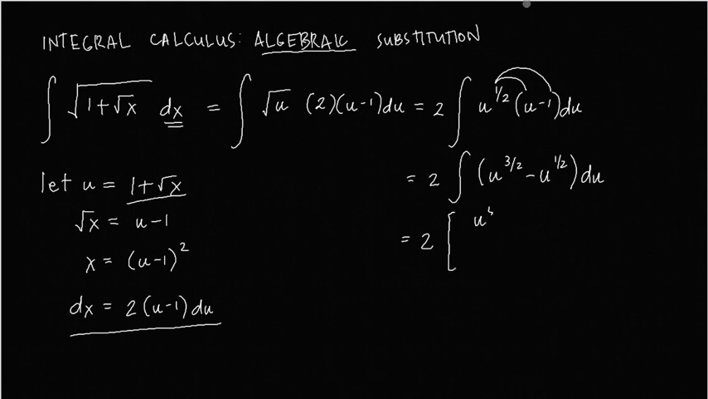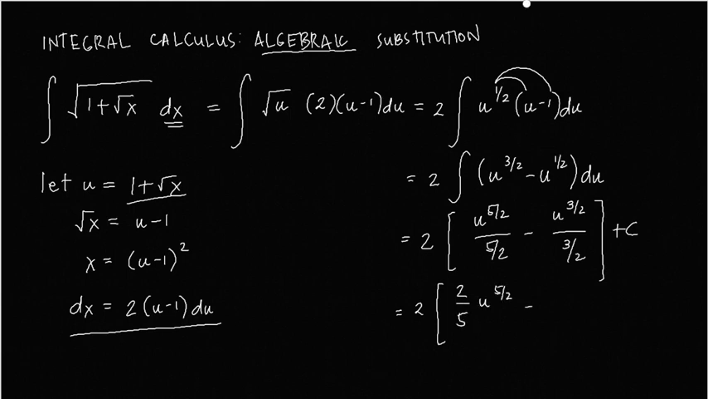So, this is u raised to 5 halves over 5 halves. Okay? Minus u raised to 3 halves over 3 halves. Okay, plus c. Okay, simplify further. You have 2 times the quantity, 2 fifths, u raised to 5 halves, minus 2 thirds, u raised to 3 halves, plus c. But again, you are going to revert back sa ating original variable, which is x.